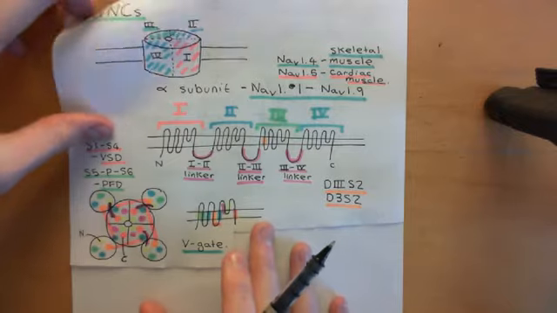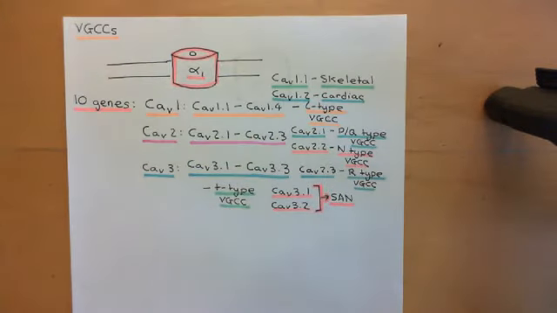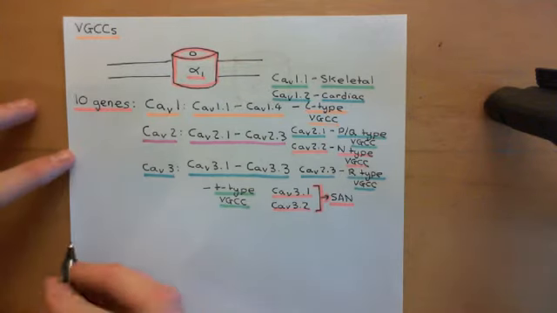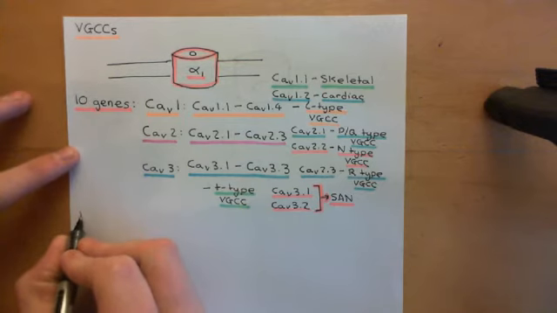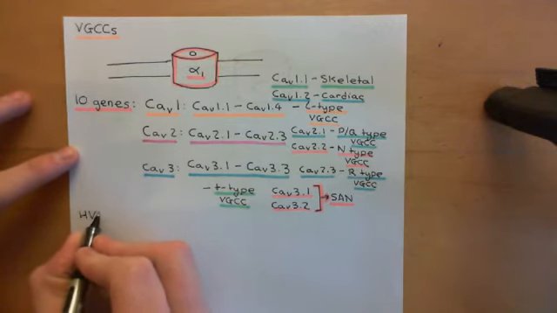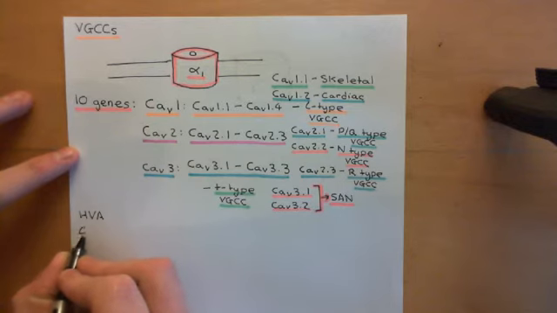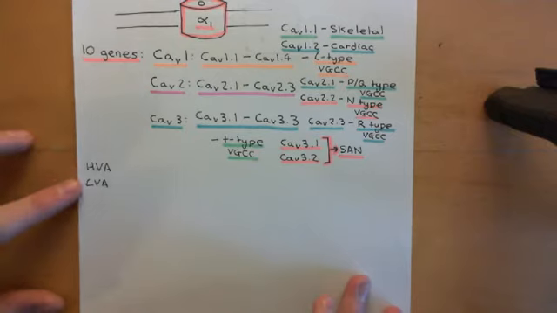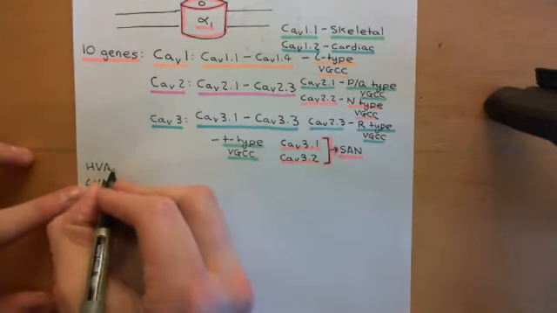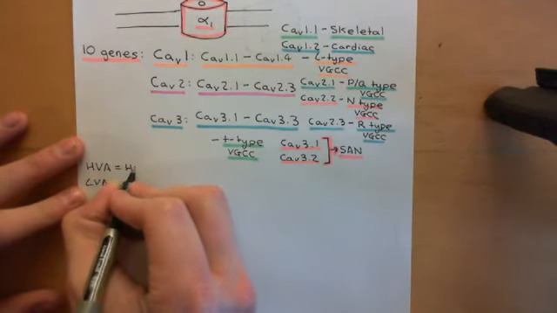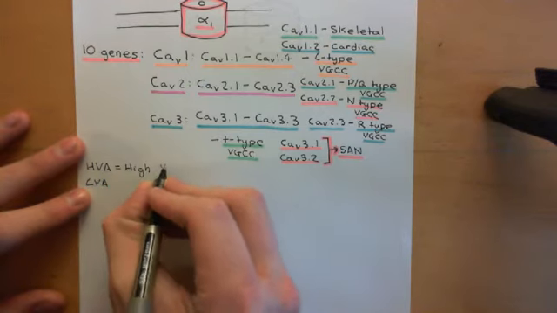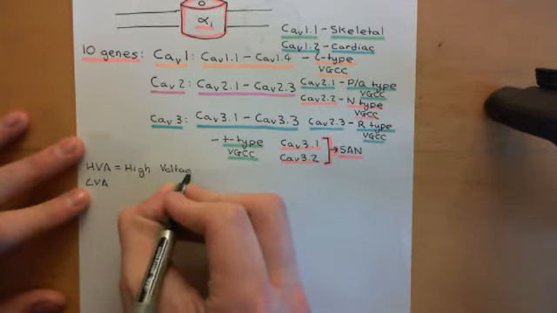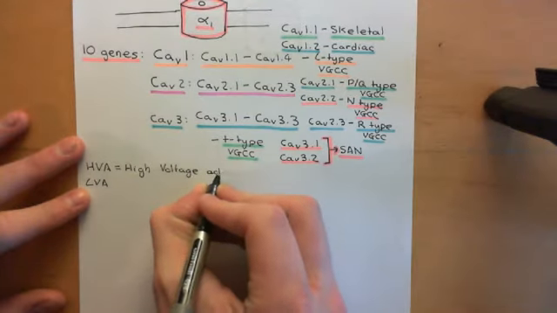Let me just add some further nomenclature into these different types of voltage-gated calcium channels. The nomenclature that I want to now add in is the concept of a high voltage activated and a low voltage activated calcium channel. Calcium channels are divided into two very broad classes. HVA calcium channels stand for high, that's the H, and then the VA is for voltage activated.